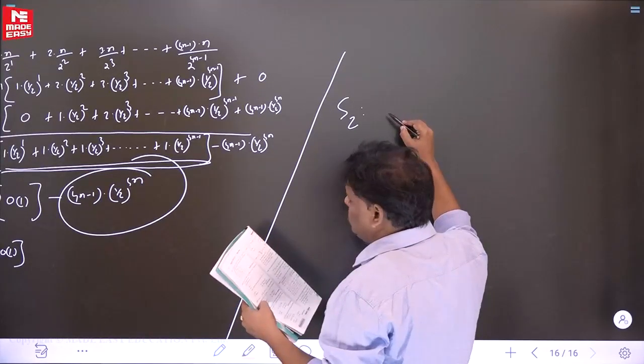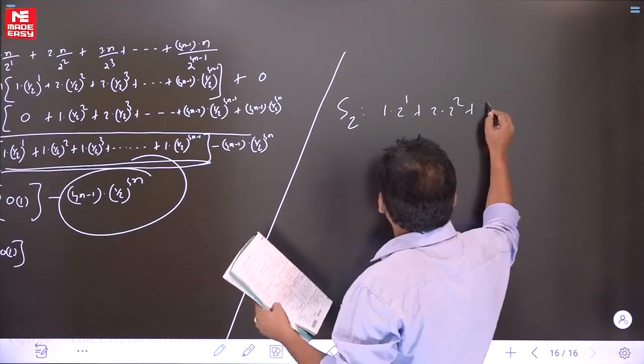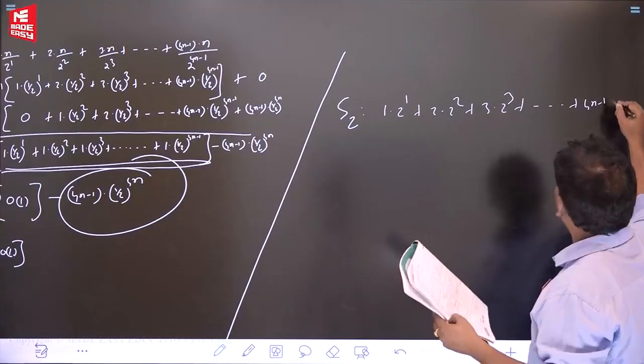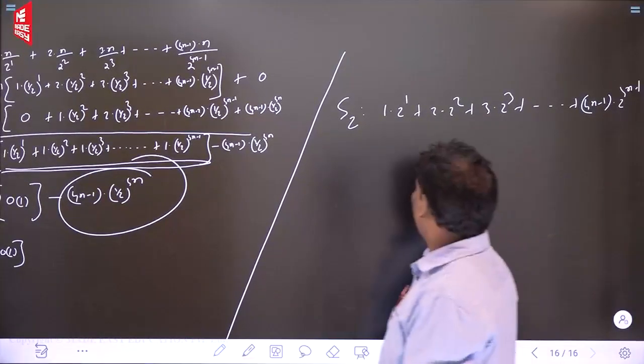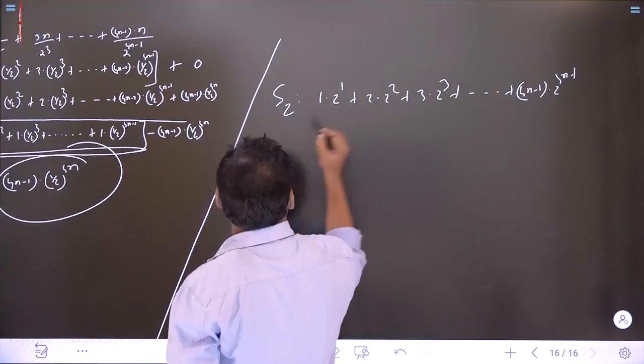The r value starts from 1 onwards. What is the answer? 1 into 2 power 1, 2 into 2 square, 3 into 2 cube. Lastly, log n minus 1 into 2 power log n minus 1. It is once again an AP-GP series combination. So what is the answer? GP series, r value 2.